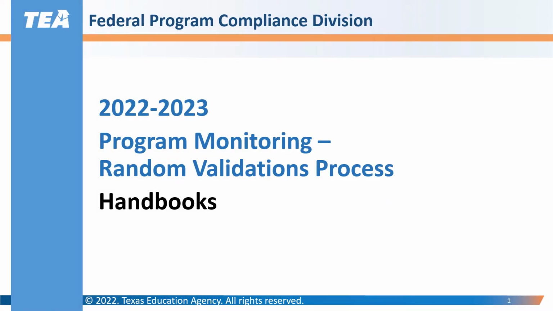In this section of the training, we will be looking at the Program Monitoring Random Validations Process Handbooks. There is one handbook per program requirement that LEAs can use as they assemble their documentation in preparation for submitting it for review to the Texas Education Agency Federal Program Compliance Division.